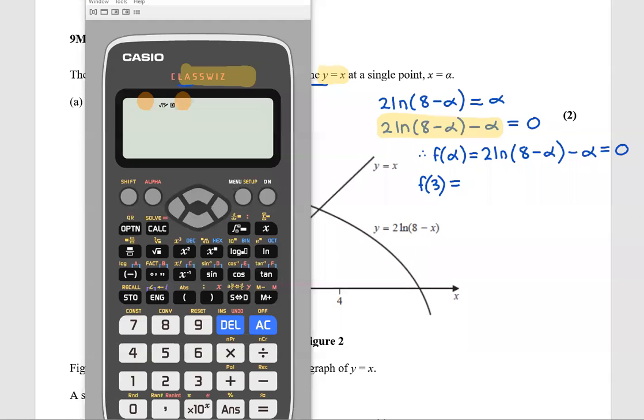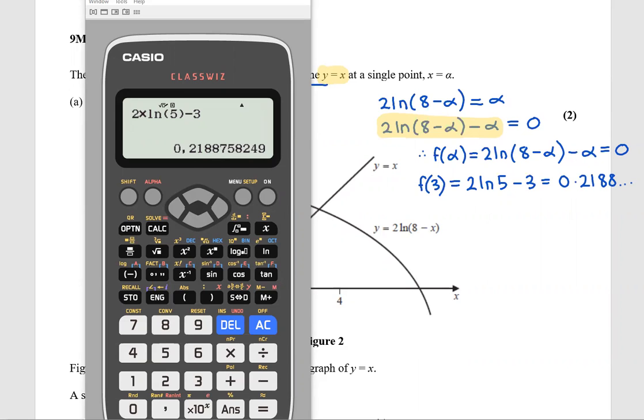And just clear some of this. So we have 2 multiplied by the natural log. Now, if I do 8 subtract 3, of course, that's going to be 5. And then if I subtract 3 again, we get that. Okay, so I'm just going to plug in the numbers. So we're going to have 2ln of 5 subtract 3, which gives us 0.2188, etc., etc. I'm not rounding that. I'm just going to state what it is. It's only the sign we're interested in, of course.